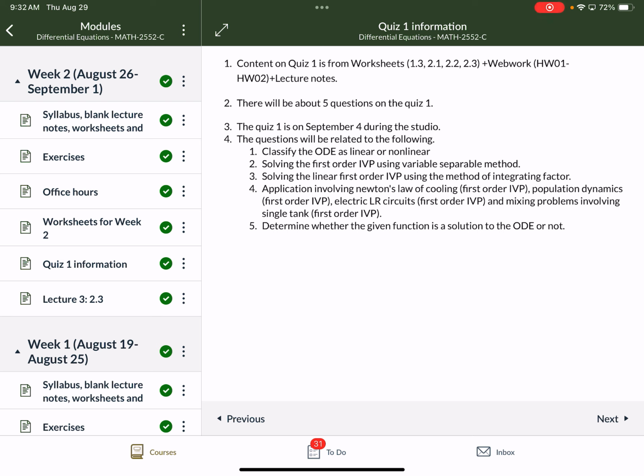Worksheets, web work, past assessments, lecture notes, and if you still have time and if you still want to master, go for the exercise problems. It's really interesting when you open the textbook and read it. It's really nice. Okay, read it. That's about that.